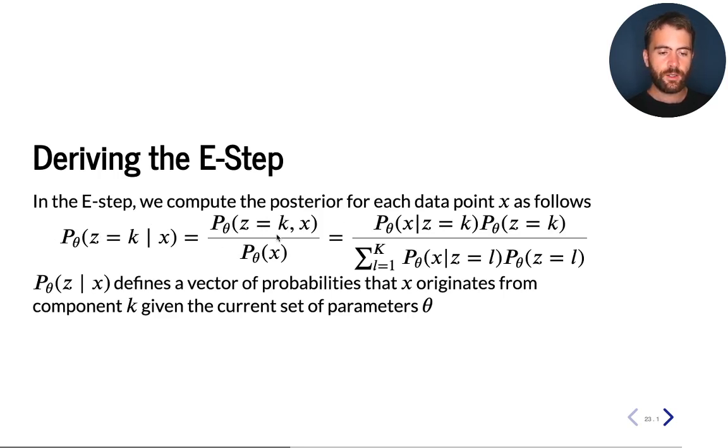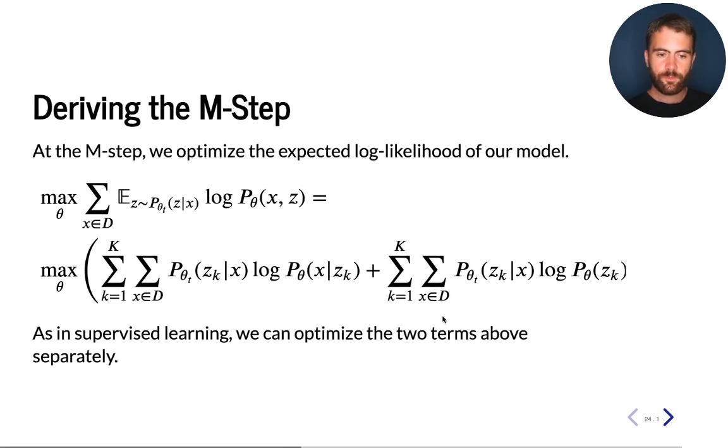Here I simply apply the definition of conditional probability, and then I use the definition of the model to separate the numerator into two components, and then I use the law of total probability at the bottom. All the terms here are easy to compute, and we can compute this probability very easily. So this vector of probabilities of z given x is a vector of probabilities that x originates from each component given a current best guess for the parameters theta. So the E step is fairly straightforward.